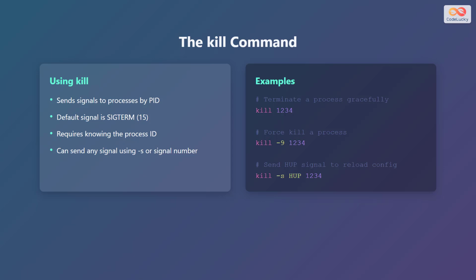Here are a few examples. To terminate a process gracefully, use the command kill followed by the process identification number, or PID, such as kill 1234. To force kill a process, use the command kill with the -9 option followed by the process identification number, or PID, like kill -9 1234. To send the HUP signal to reload a configuration, use the command kill -s HUP followed by the process identification number, or PID, for example, kill -s HUP 1234.